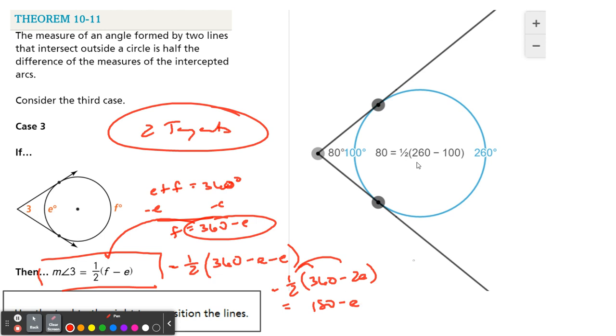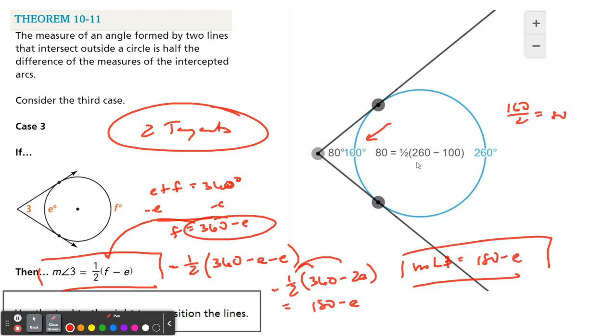So this is a big, big, big idea. The measure of angle 3 here equals 180 minus its closer arc, right there. And that's a way that if I know this outside angle, I know it's two tangents, I can easily find E and then use that to then find F. So if you look here, this closer arc is 100. So yes, we could do 260 minus 100, which is 160, and divide that by 2, which is 80. But you could also do 180 minus 100, and that's also 80. So again, a little trick of the trade there in terms of this two tangents problem.